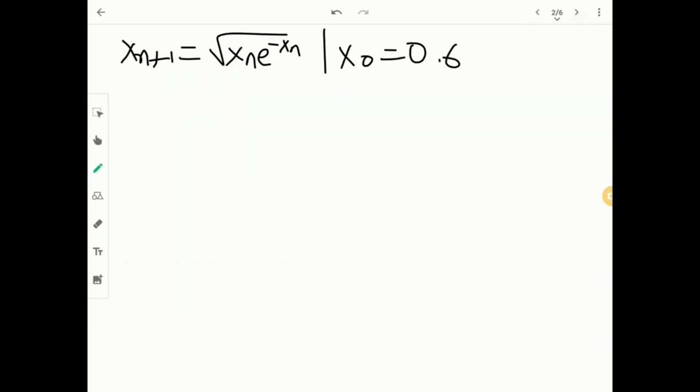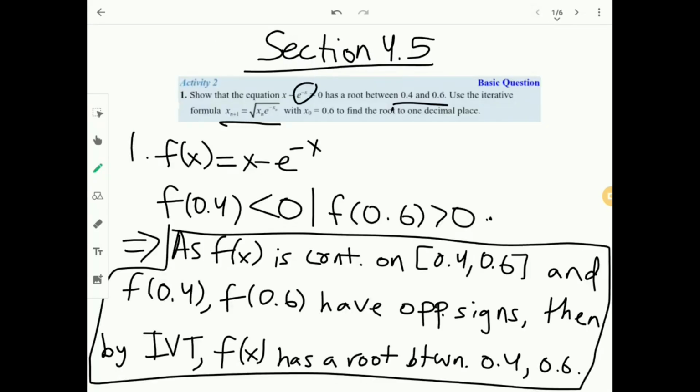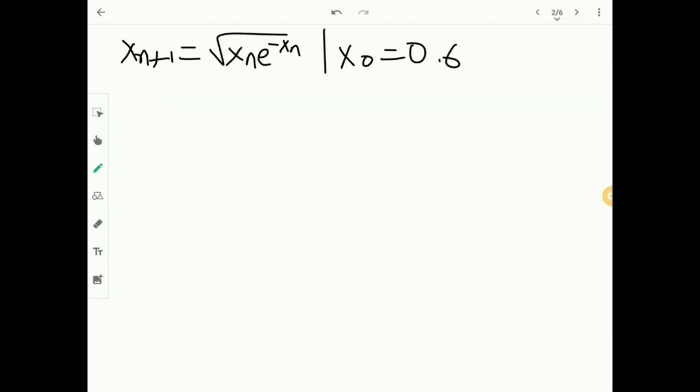Now what you're supposed to do is keep on substituting the values in this equation, just press equals equals equals and record the values, and the moment you get two answers that round to the same number in one decimal place, that's your root. So we have x0 equals 0.6. I believe you guys can easily substitute, all you have to do is 0.6 times e to the minus 0.6 and square root that, and you just keep substituting.